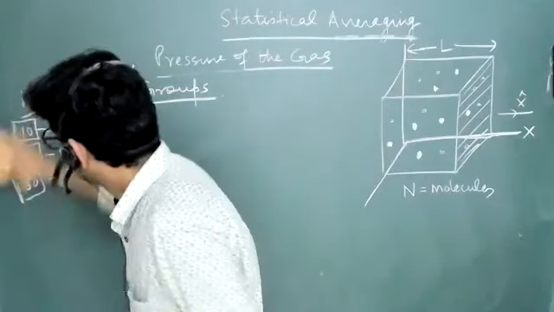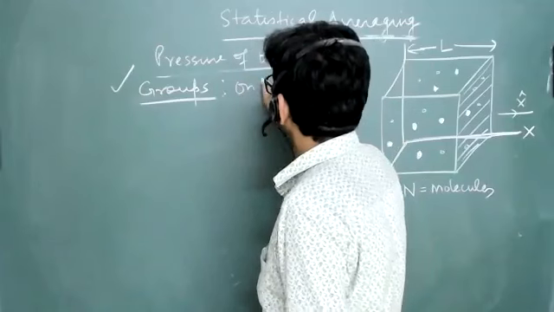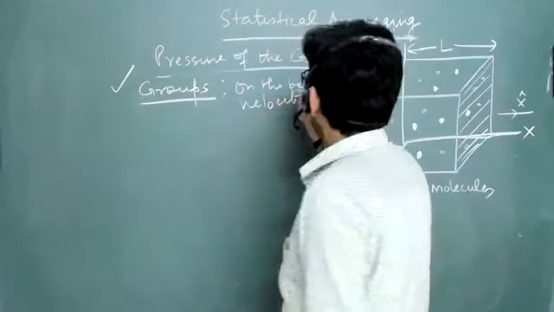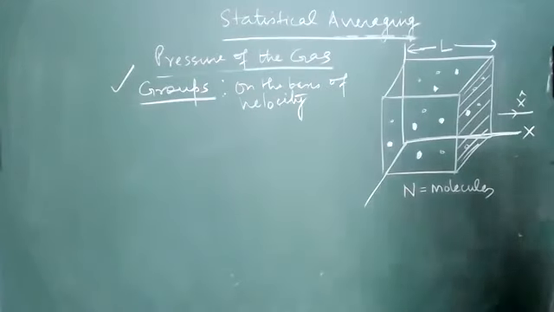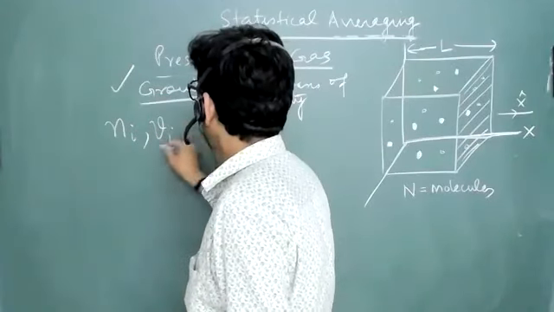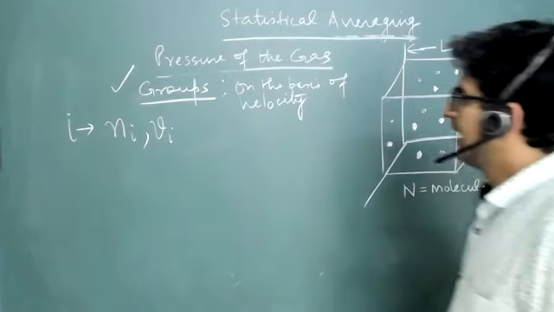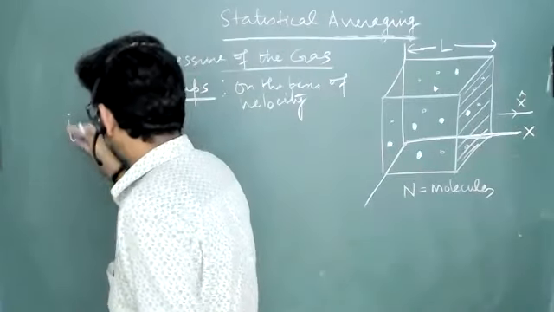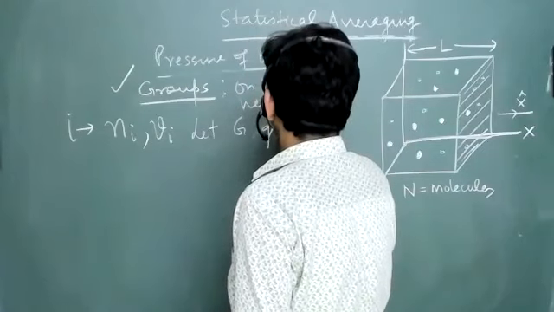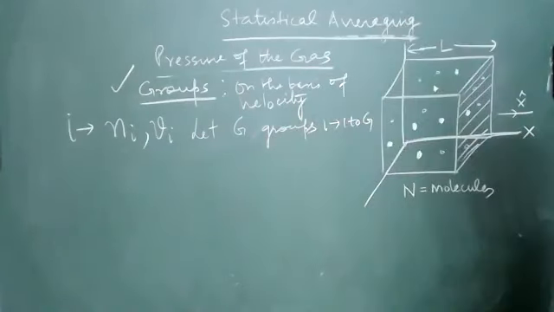Similarly, I can make the groups on the basis of velocity. So I have made groups on the basis of velocity. I will write that suppose n_i particles are present with velocity v_i in group i. Let's suppose there are G groups, and I will run i from 1 to G. So all G groups will be covered.